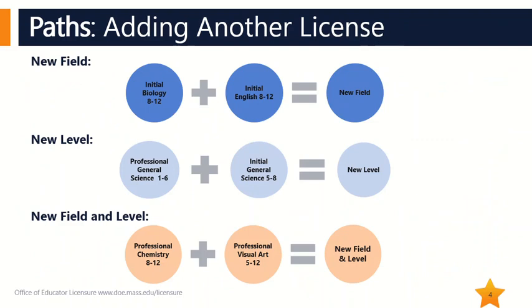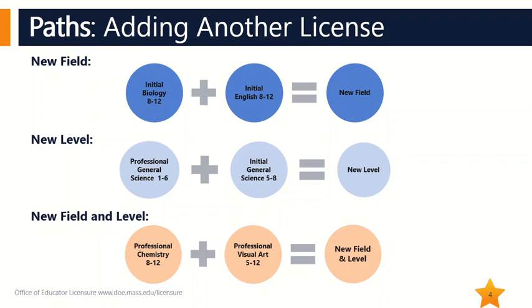Let's look at some examples where additional licensure paths apply. In the first example of new field, initial to initial, the applicant holds the initial biology 8 through 12 license and wants to add an initial English 8 through 12 license. In other words, the applicant is adding a license with the same level, 8 through 12, in a new field, English. The second is an example of new level, professional to initial. The applicant holds the professional general science 1 through 6 license and wants to add an initial general science 5 through 8 license. In other words, the applicant is adding a license with the same field, general science, at a new level, 5 through 8.